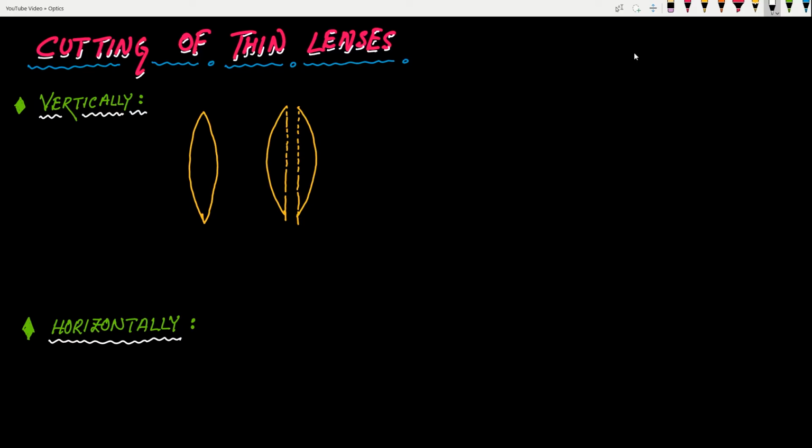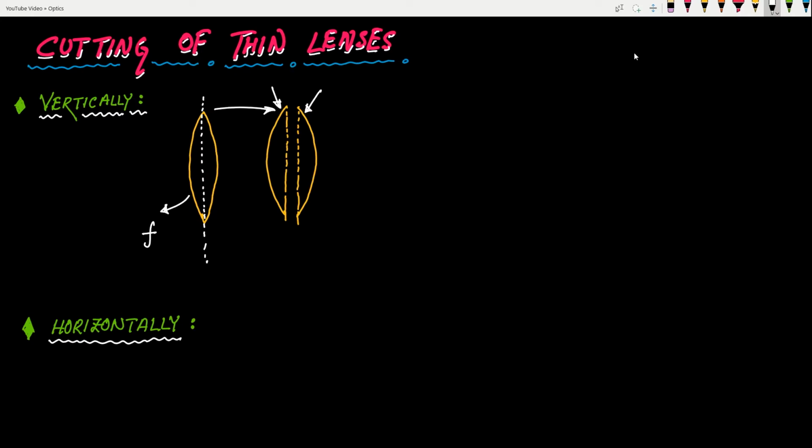So let's look into cutting of thin lenses. What will happen to the focal length, or what will happen to power, if we cut the lens vertically or horizontally? We'll be looking at one at a time. First of all, we'll cut this lens vertically. So what will happen to the focal length? If we take this lens and cut it in this fashion, then we will get these two lenses. If the focal length for this lens is F, then what will be the focal length of these two lenses? This is our task. If we can find the focal length, then power is easy, it's just the reciprocal of focal length.